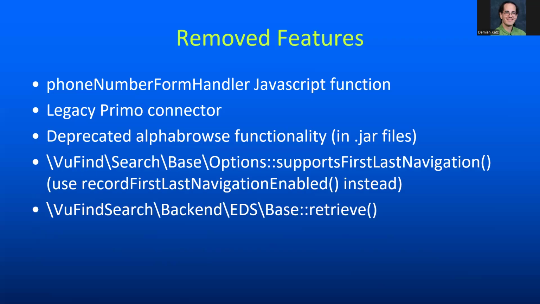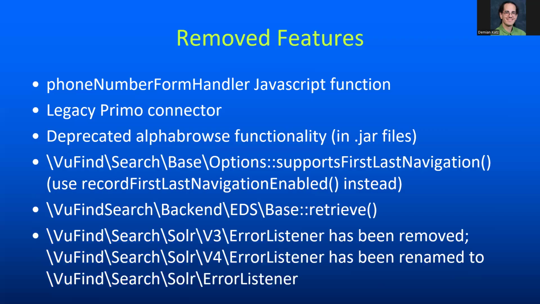The EDS search backend base class retrieve method has been removed, replaced by some more specifically named ones. We've gotten rid of the Solr version 3 error listener because we don't use Solr version 3 and never will again. And the Solr version 4 error listener has been changed to just the Solr error listener because we no longer have error listeners tied to specific versions of Solr.